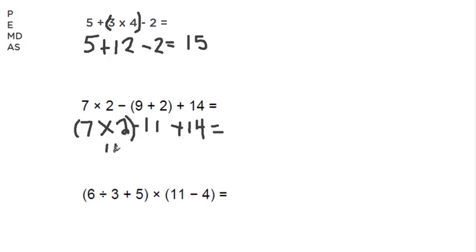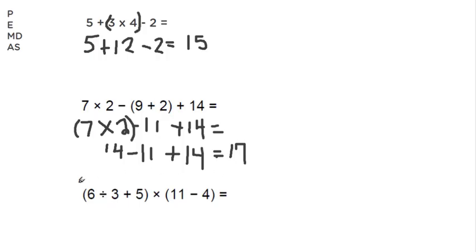So 14 minus 11, and this time I'm just going to go across, okay? 14 minus 11 is 3. 3 plus 14 equals 17. And I just went from left to right with my addition and subtraction. Let's try the next one now.